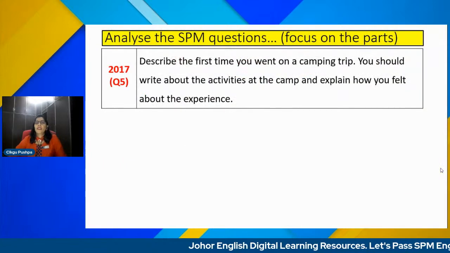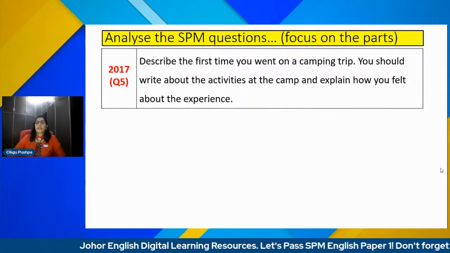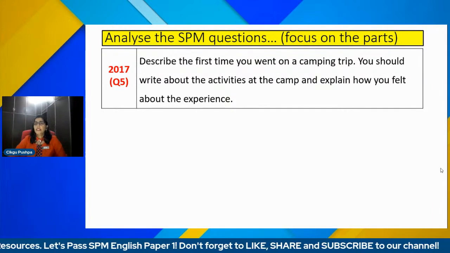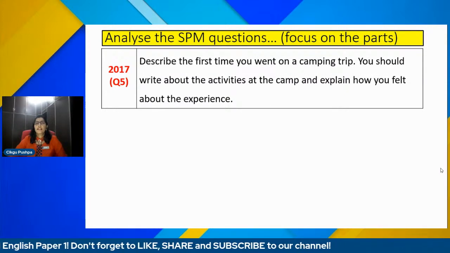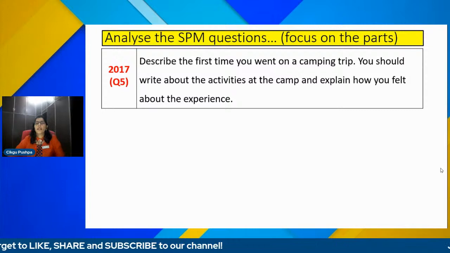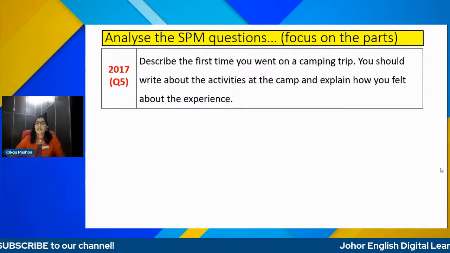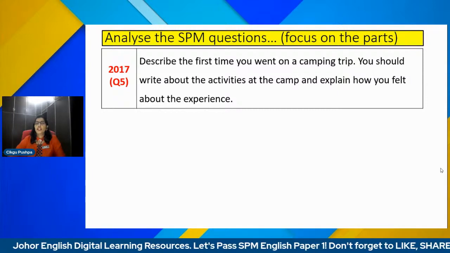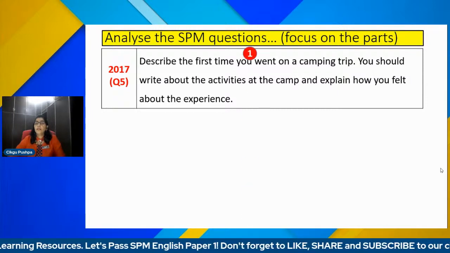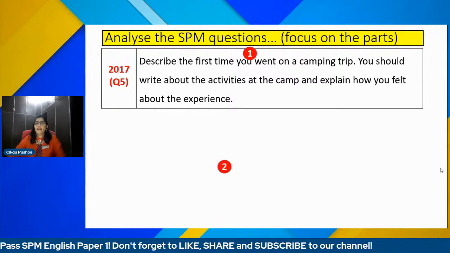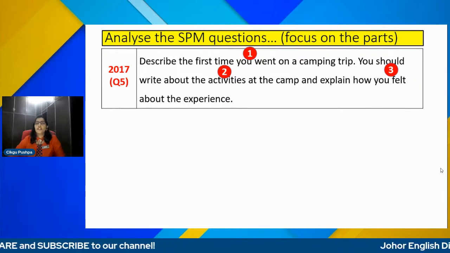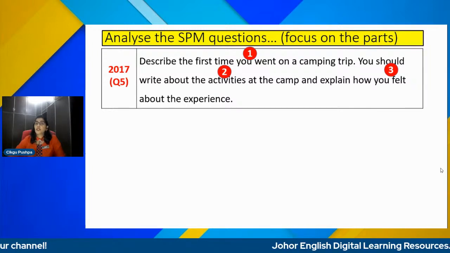Okay, now let us analyze the SPM questions. As you analyze, try to focus on the parts of the questions. This is very important. Let's say year 2017. Describe the first time you went on a camping trip. You should write about the activities at the camp and explain how you felt about the experience. So as you read, what you have to do is to label the parts. Here comes part 1, and about the activities part 2, and you have part 3. So the 2017 question has 3 parts.